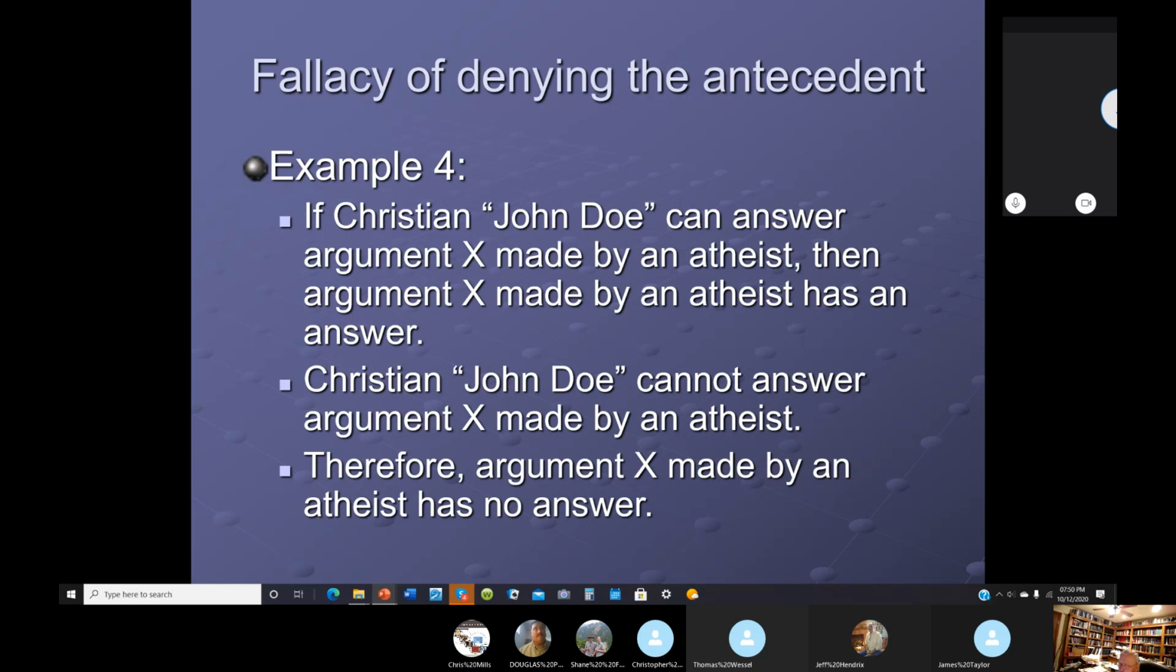So the fact that some Christian cannot give an answer doesn't mean there's not an answer. And I wonder how many young people go off to universities and they're fed this kind of argument. Some slick professor makes an argument and the student can't answer it. And then the student reasons, well, I can't answer it, so there must not be an answer. Well, that's foolish reasoning. And it denies the antecedent too. Any comments or questions there?